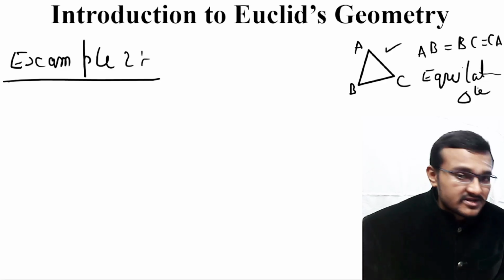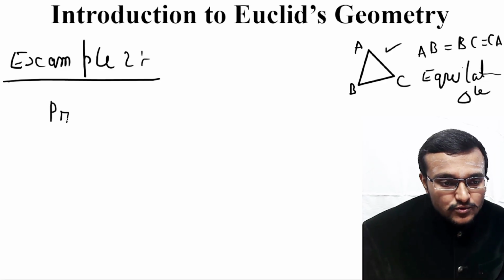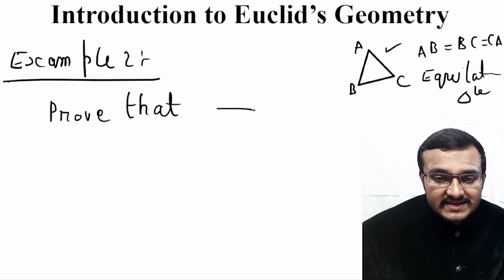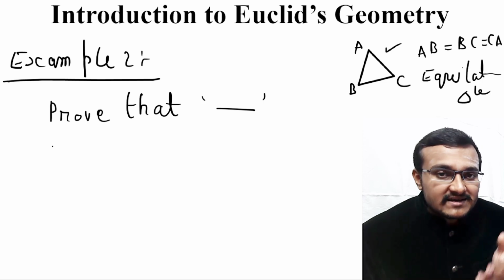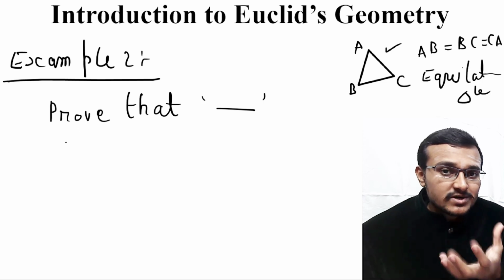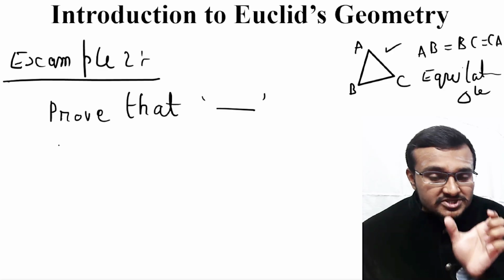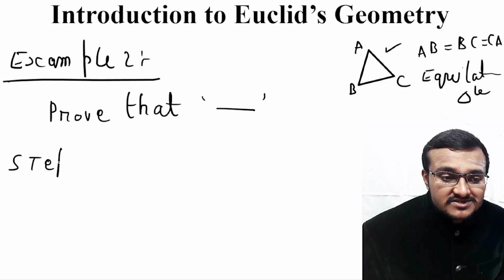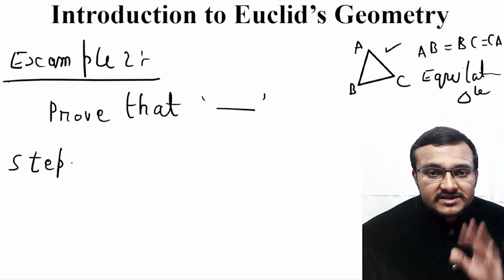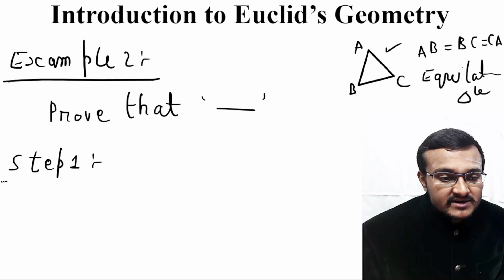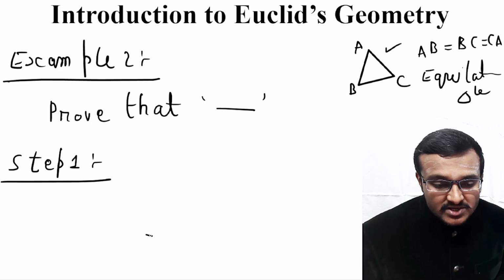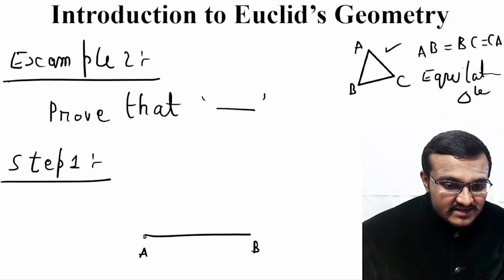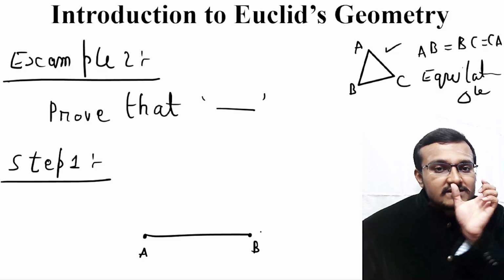So in this example, you have to prove that using any line segment, an equilateral triangle can be constructed. How to construct a particular equilateral triangle using one particular line segment? First we'll learn how to construct an equilateral triangle using a particular line segment. In step 1, you have to take one line segment. So this is one line segment. Let's say this is AB. Starting from A till B, there is one line segment.